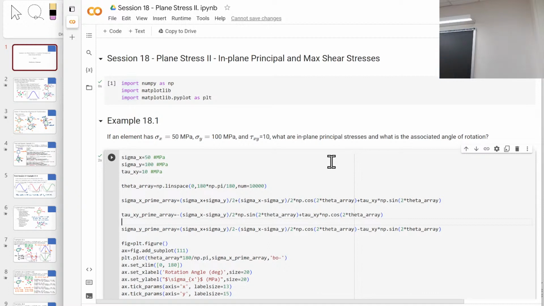So if you're looking at the future of what we're going to be doing, Python is going to be a useful skill to have. And the files are really easy to share in Colab.